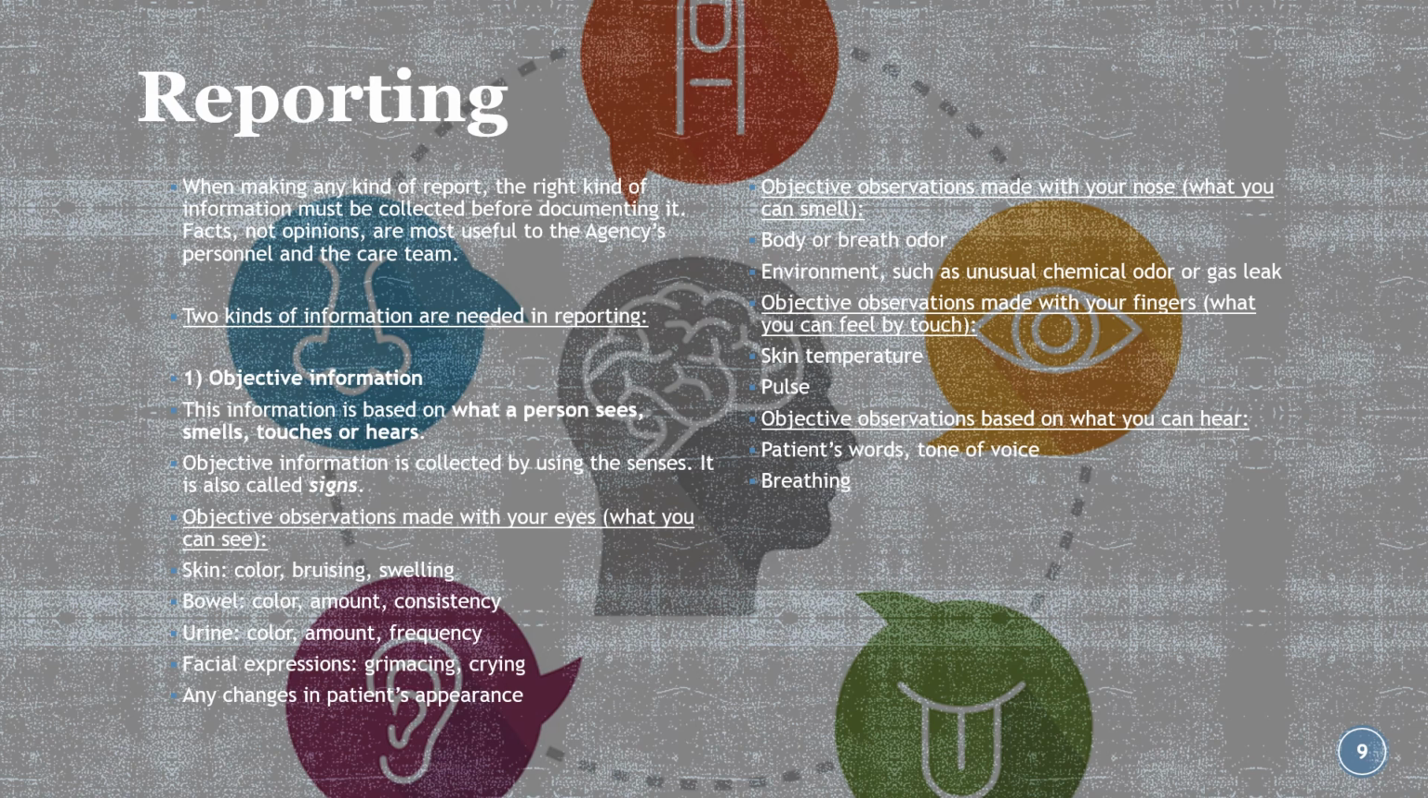Objective observations made with your eyes, what you can see: skin color, bruising, swelling; bowel color, amount, consistency; urine color, amount, frequency; facial expressions, grimacing, crying; any changes in the patient's appearance. Objective observations made with your nose, what you can smell: body or breath odor; environment, such as unusual chemical odor or gas leak.